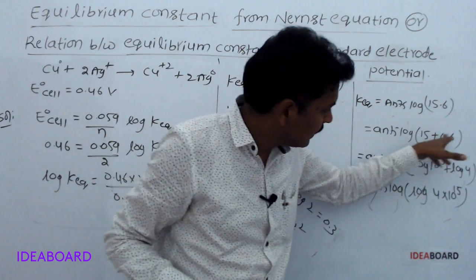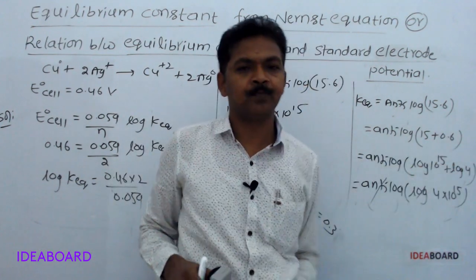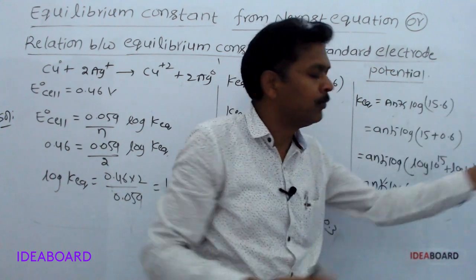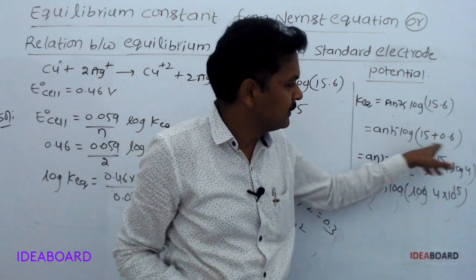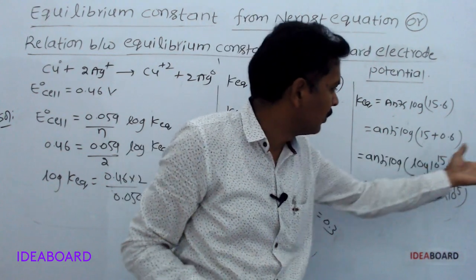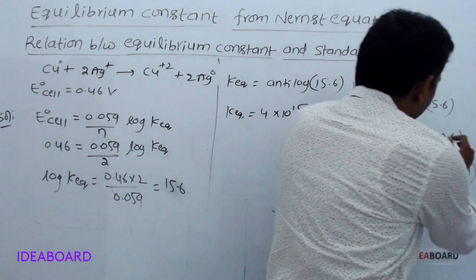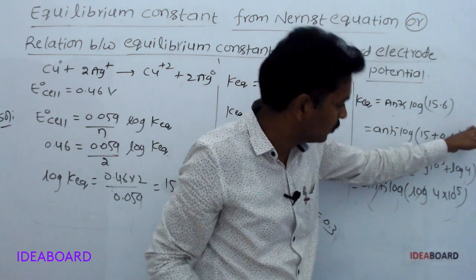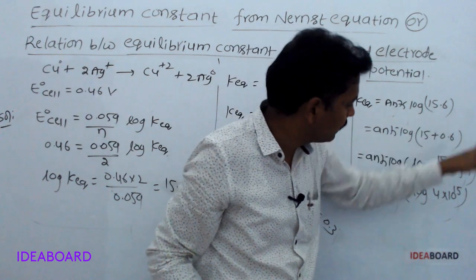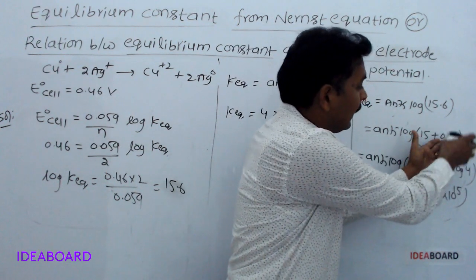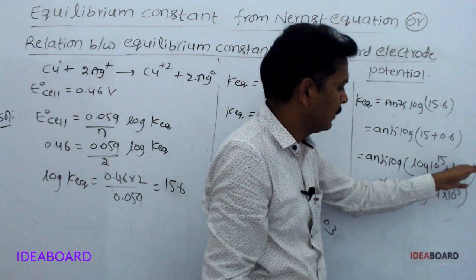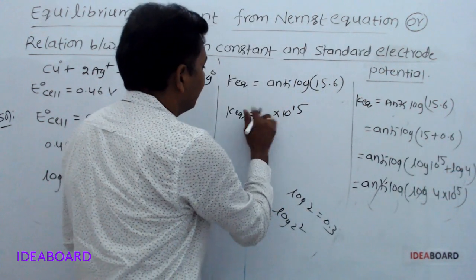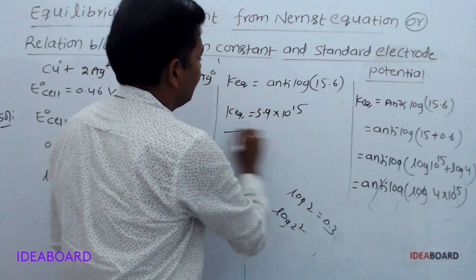See here, instead of 0.6 I took log 4. If it is 0.602, then log 4 is the exact value. But this is not 0.602, it is less than 0.602. So this value should be slightly less than 4. The exact value is 3.9, so 3.9 into 10 power 15.